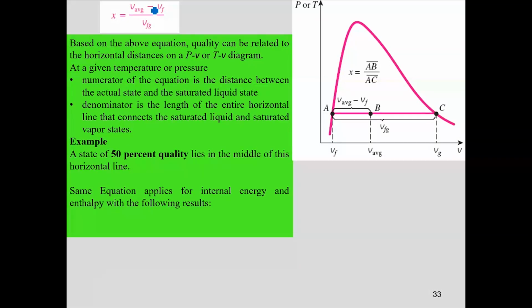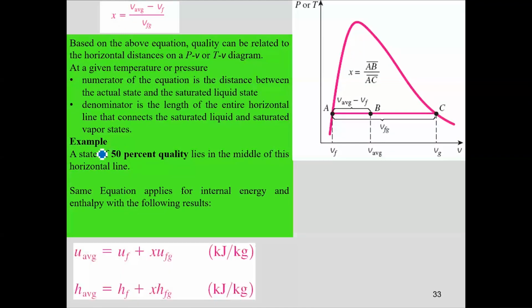The same relationship as V average would be applied for all the rest of the properties. The average enthalpy and average internal energy would vary the same way. That means the UF value plus x multiplied by UFG. Similarly, HF plus x multiplied by HFG. All the values for the mixture would have the same relationship.